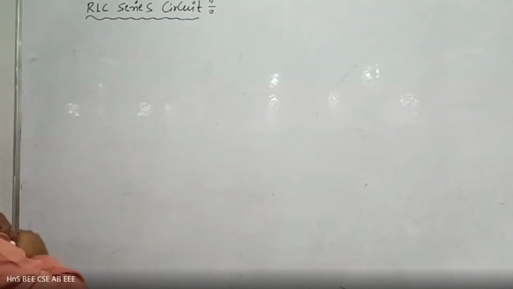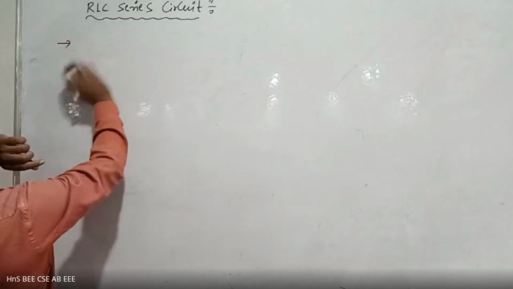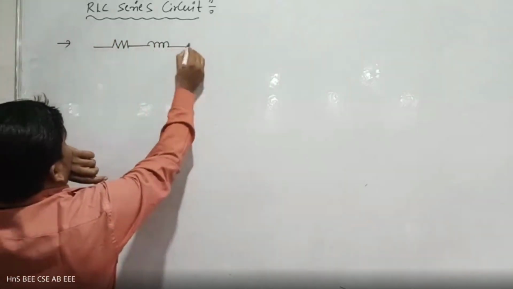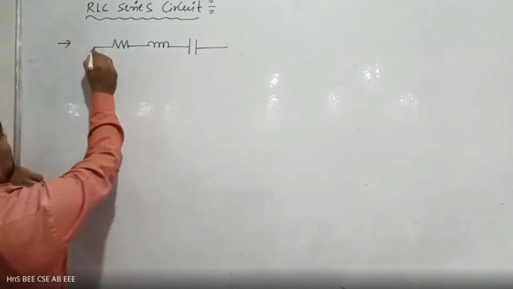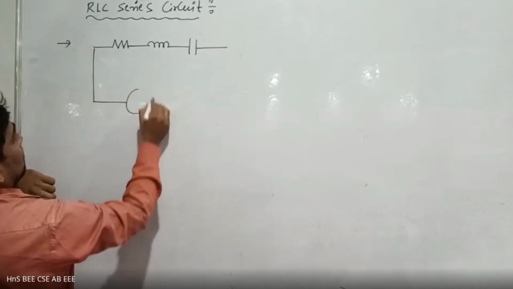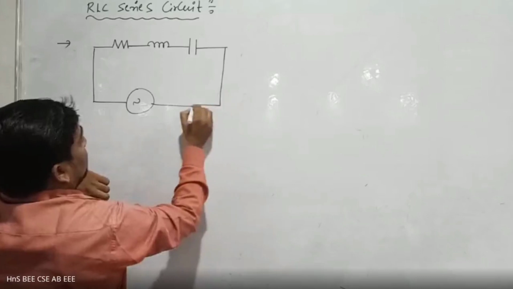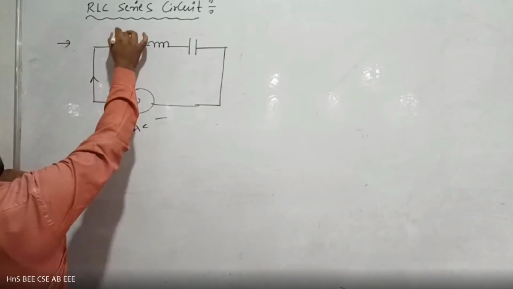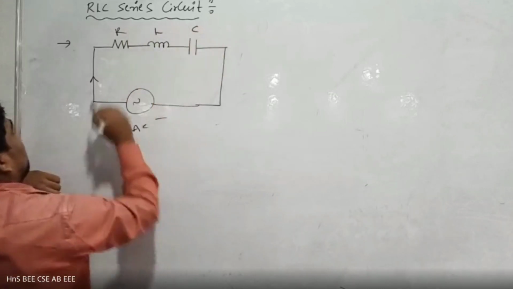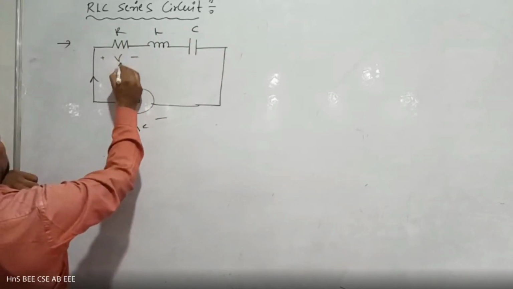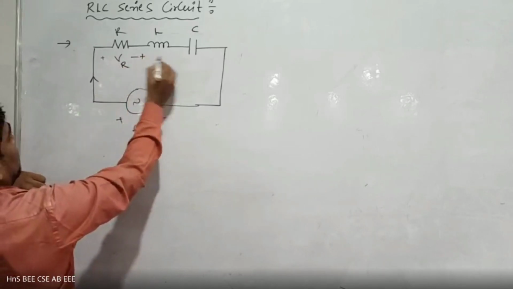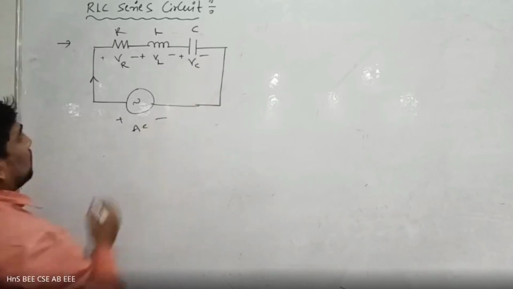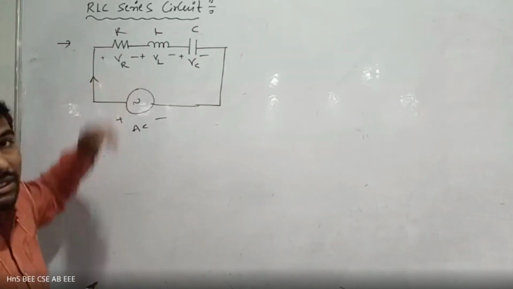Now coming to today's topic, the first point is to draw the diagram for the series RLC circuit. It consists of one AC voltage source, and next to it one resistance, an inductor, and a capacitor. Across the resistance, we have some voltage. That voltage is called VR, and the next voltage is VL, and the next one is VC. Totally, we have three components.